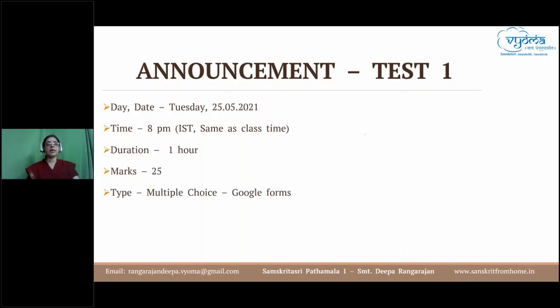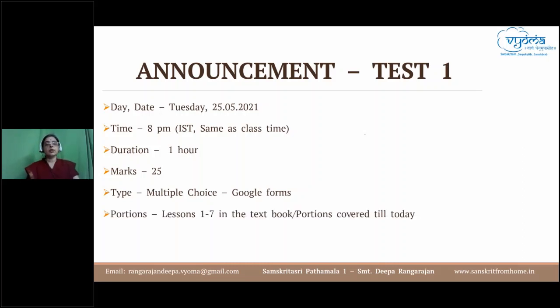So marks 25, multiple choice questions. There will be no descriptive answers that will be needed. You just have to select the correct answer or answers. You may have to choose many correct answers for the same questions as well. In some questions, it will be like that.